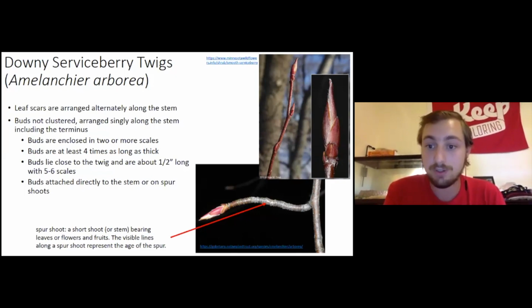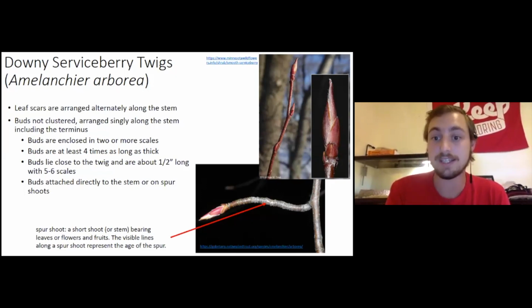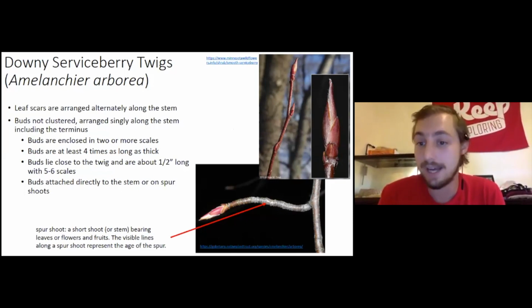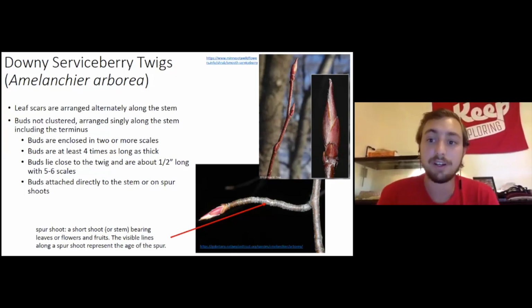So spur shoots are these small protuberances along the stem where each line indicates 1 year of growth. So it only extends just a little bit each year, and a bud is only going to exist at the end of that spur shoot. If there is a spur shoot, there will be no axillary buds, because a spur shoot always has buds at the end. The buds are 5 to 6 scaled. They're very long, 4 times as long as thick.